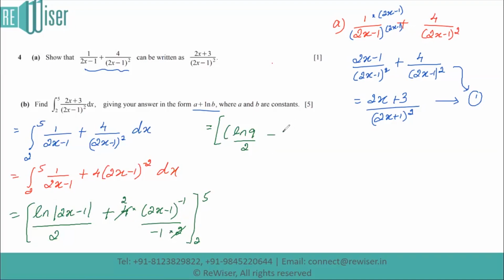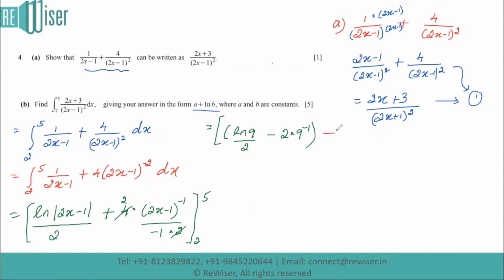That has to be minus 2 times, 2 times 5 is 10. So 10 minus 1 is 9 again. So minus 2 times 9 to the power minus 1. And this is what my expression would look like after substituting the upper limit.